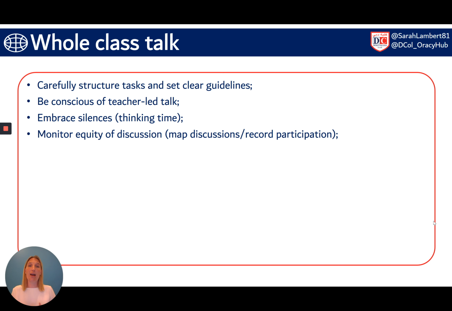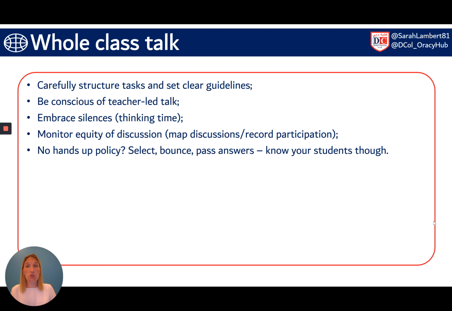But just do be aware that sometimes we dominate. We dominate about 75% actually, research has shown. So we talk a lot, and do we need to? Embrace silences, they're thinking time. And it's really getting students comfortable with silence, and they're not, and we're not. So that takes work.